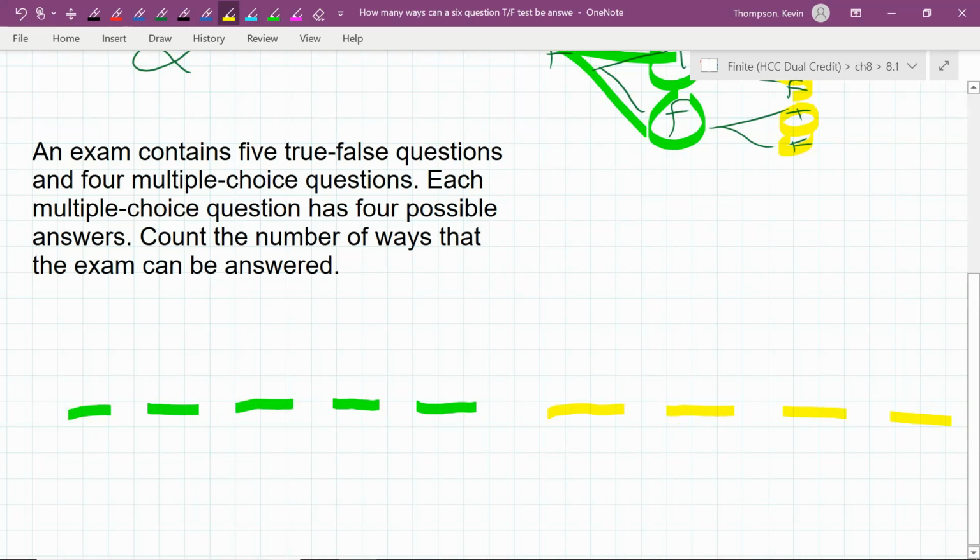Now you're going to have to decide what you're going to do with these calculations. I hope that really quickly you're saying, okay, this one is 2 to the 5th for the true-false. This one is going to be 4 to the 4th, right? 4 choices, the same thing we just did. Should I add those numbers or multiply those numbers? See if you can work that out. Come up with a reason for me: should I add or should I multiply?